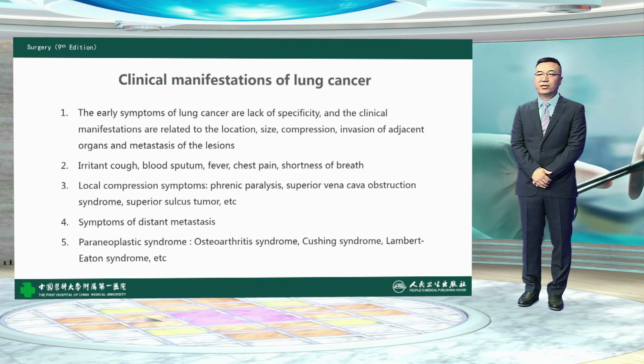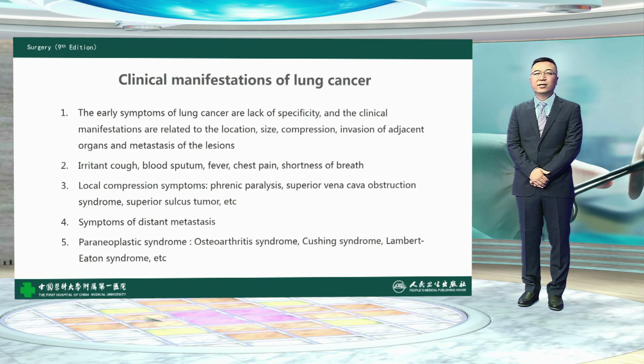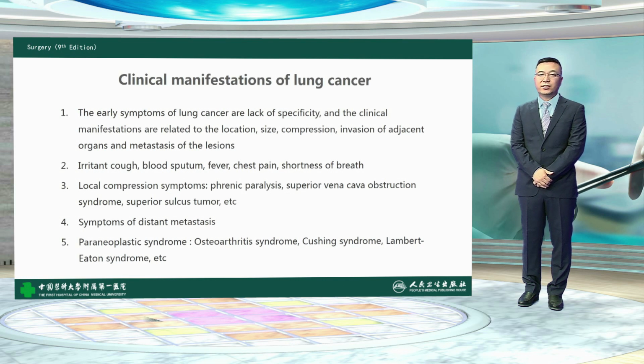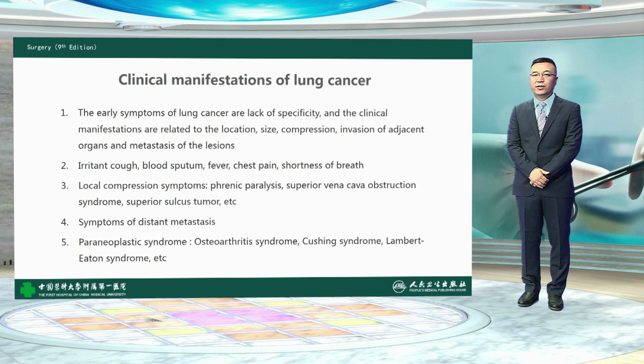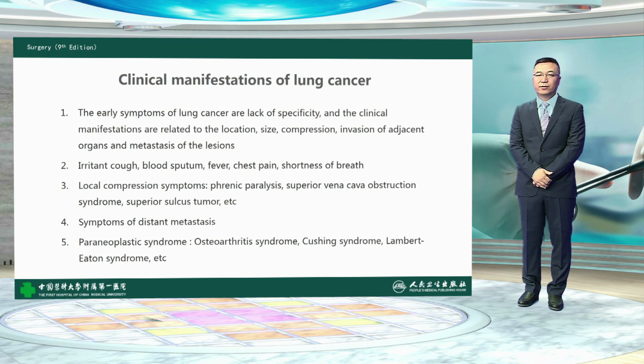Clinical manifestations of lung cancer. The early symptoms of lung cancer lack specificity, and the clinical manifestations are related to the location, size, compression, invasion of adjacent organs, and the metastasis of the lesions. The symptoms include irritant cough, bloody sputum, fever, chest pain, shortness of breath, local compression symptoms, symptoms of distant metastasis, and paraneoplastic syndrome. The case mentioned in the beginning is a lung cancer patient with Cushing syndrome.